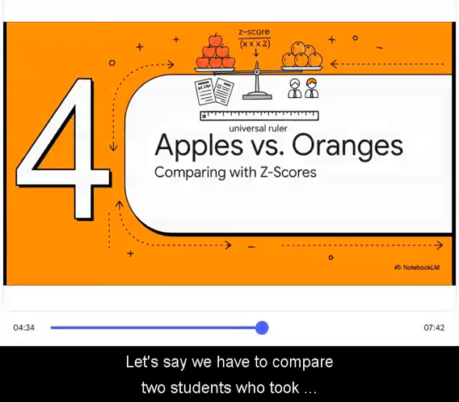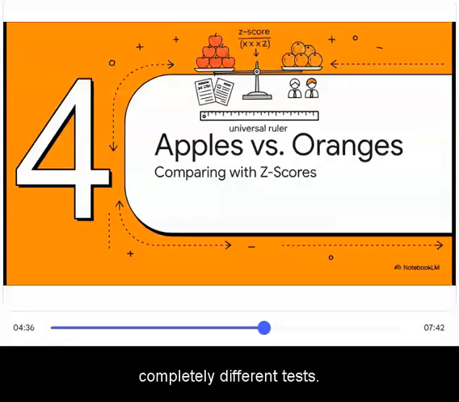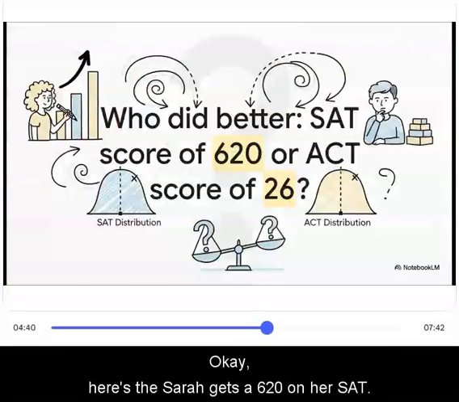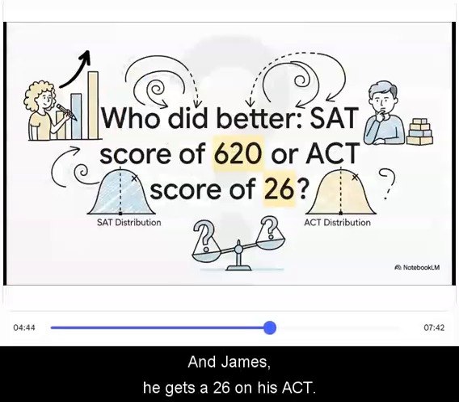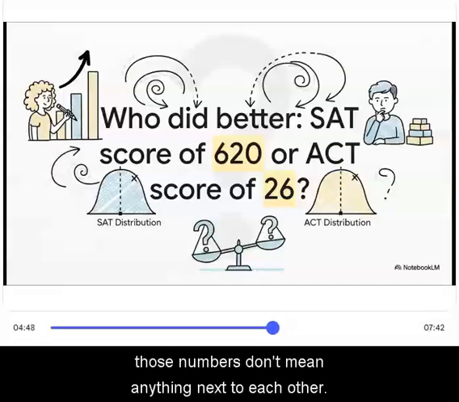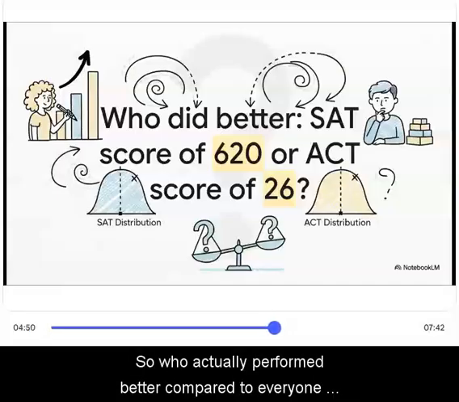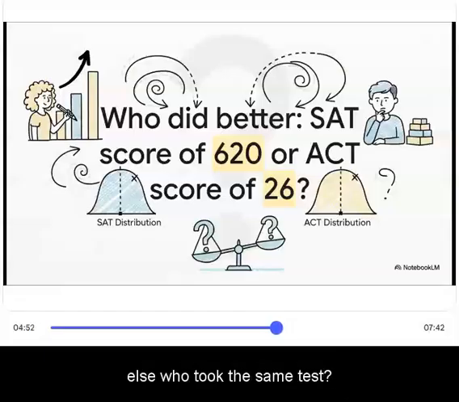Let's say we have to compare 2 students who took completely different tests, the classic apples and oranges problem. Okay, here's the challenge. Sarah gets a 620 on her SAT, and James, he gets a 26 on his ACT. I mean, on the surface, those numbers don't mean anything next to each other. So who actually performed better compared to everyone else who took the same test?